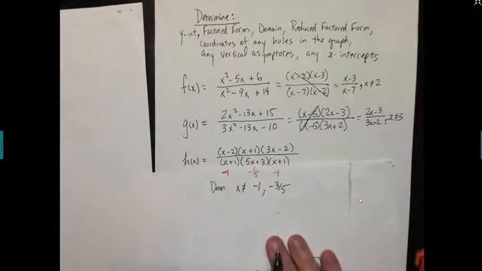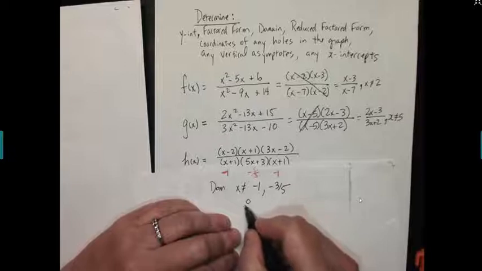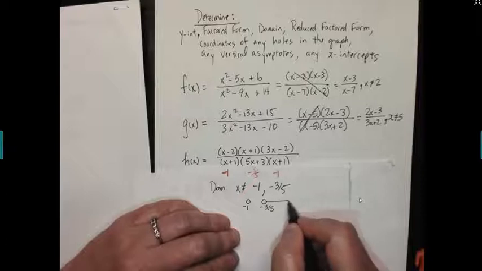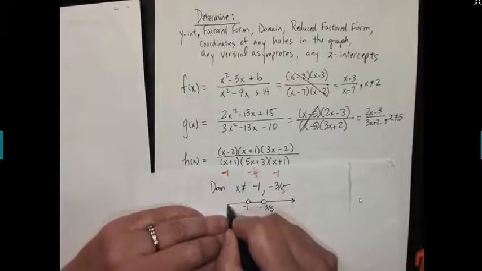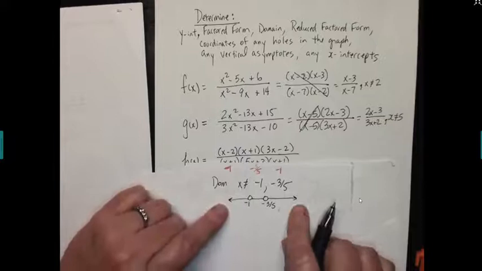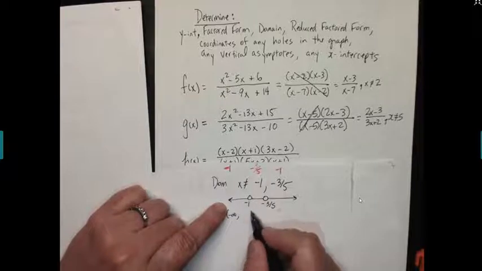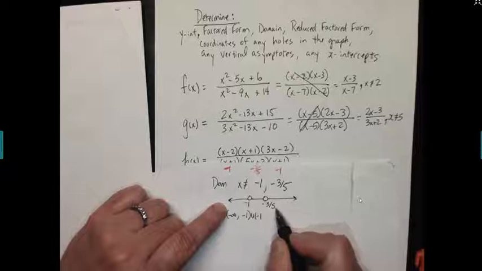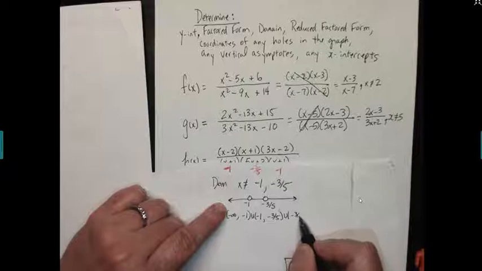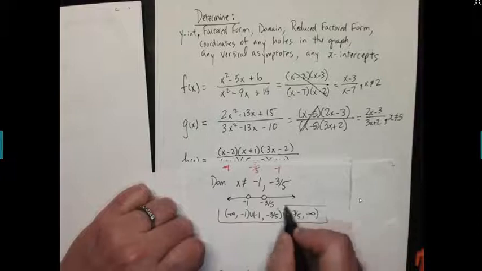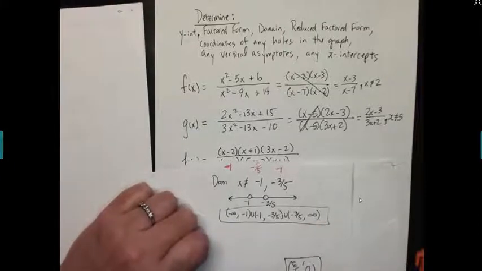What if you're told to put it in interval form? Well, where would it be on the number line? Anything except those two. Going from left to right, there's no limit here, but we have to skip over -1. Then continuing, we have to skip over -3/5. But once we're past -3/5, we're good forever. So that would be our domain in interval form if that's what we were asked.